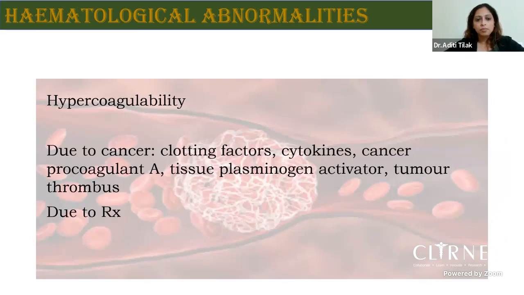Like anemia, another hematological abnormality in our patients is the high risk of thrombosis. Chemotherapy increases the risk of thrombosis, and so does the disease itself. There are high circulating levels of clotting factors, cytokines, and factors like cancer procoagulant and tissue plasminogen activator. The tumor itself can form a thrombus within the vessel. And high incidence of forming a thrombus means that there's always a risk of an embolus forming and leading to further complications. So these patients are always at very high risk of venous thromboembolism.